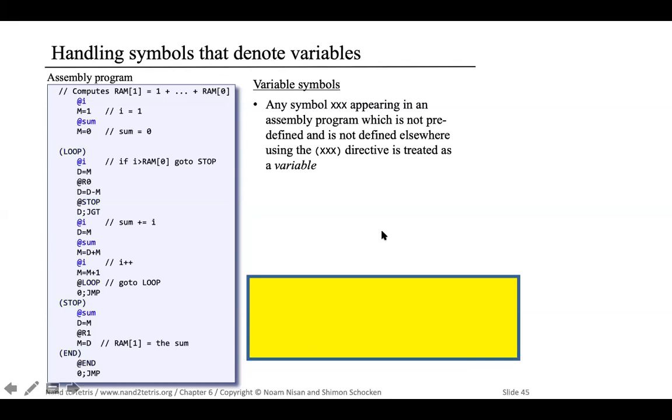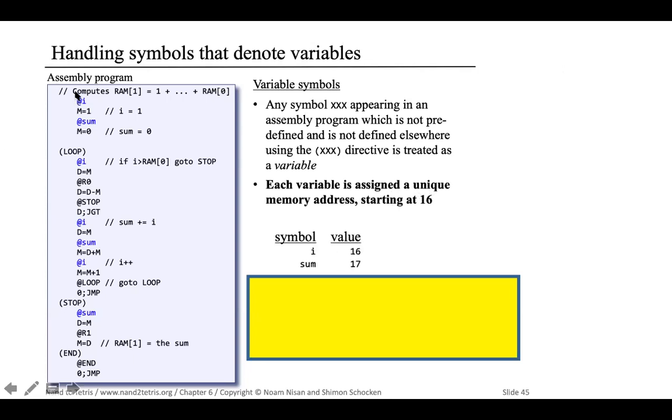Now symbols. Any symbol appearing in an assembly which is not predefined, that means it is not part of the inbuilt symbols, and if it is not defined elsewhere using this symbol declaration, it will be a variable, right? All right, so each variable is assigned a unique memory address starting at 16. It goes line by line. The moment it sees something which is not an inbuilt symbol and not a label declared symbol, then it surely has to be a variable. So it adds it to the symbol table with a value 16.